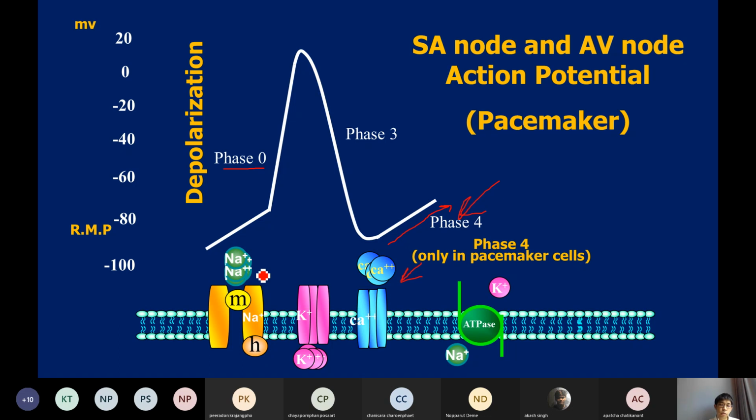Phase 0 uses the sodium channel to flow into the cells and causes the membrane potential to be positive, around 20 millivolts. After phase 0 ends, the cell will enter phase 3. The potassium channel would flow out of the cells, and this would lead to the return of the membrane potential to the negative state. After that, the pacemaker cell would enter phase 4 again by the calcium channel. So this is the basics of the two types of cells in the heart.